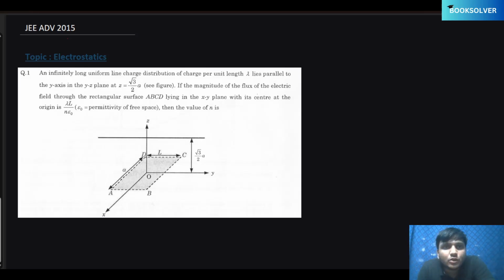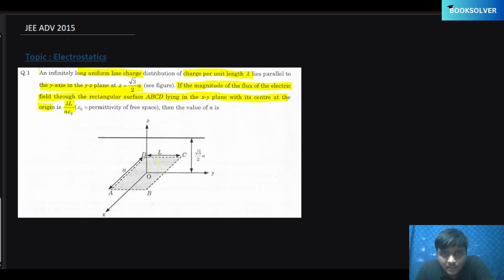Hello everyone. Today we are solving a question from JEE Advanced 2015 from the topic of electrostatics. Let's first read the question. We are given an infinitely long uniform line charge distribution with charge per unit length lambda, lying parallel to the y-axis in the yz plane at z equal to root 3 by 2 a. The magnitude of the flux of the electric field through the rectangular surface ABCD, whose center is at the origin, is lambda L by epsilon naught, and we have to find the value of N.